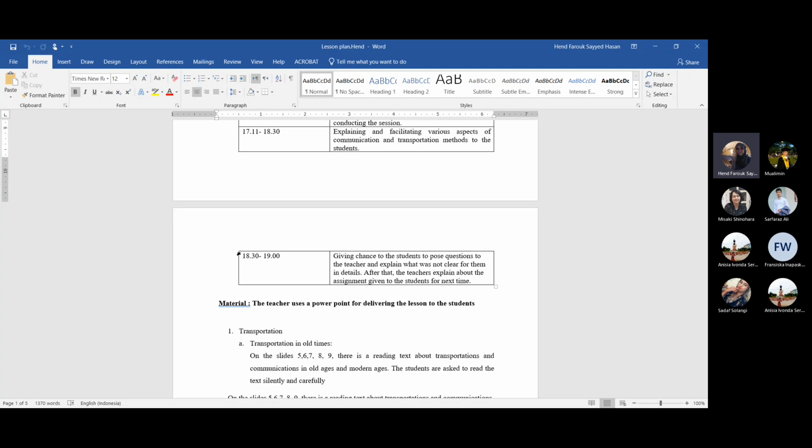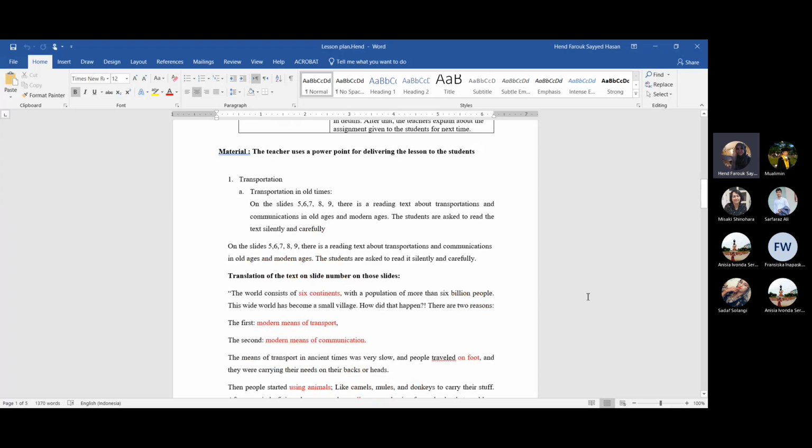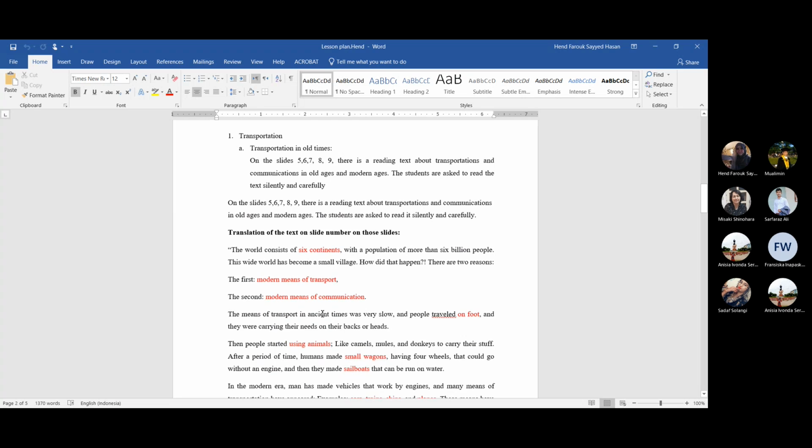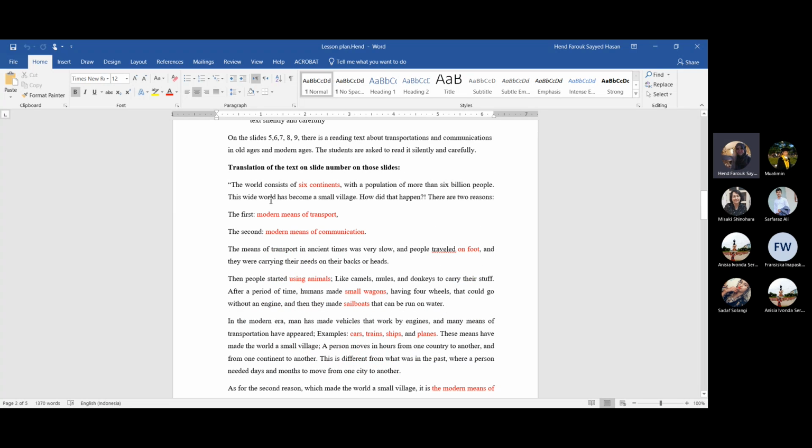Maybe I need to switch to the slides. Here, for example, I said we start by talking about transportation in all times. On slides 5, 6, 7, 8, and 9, there is a reading text about transportation and communication in old ages and modern ages. The students are asked to read the text silently and carefully. I have the text here and the translation of the text here, because my friends don't know Arabic, so that's why I translated it and I highlighted some words.